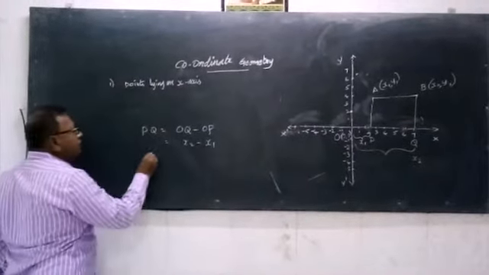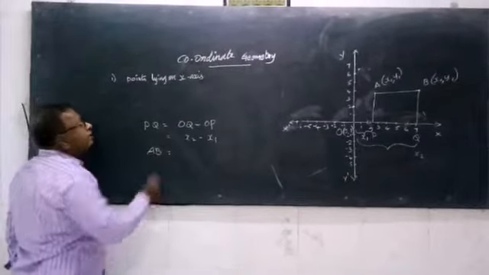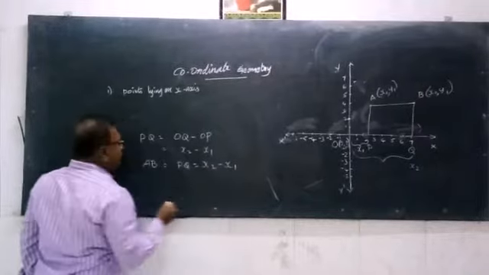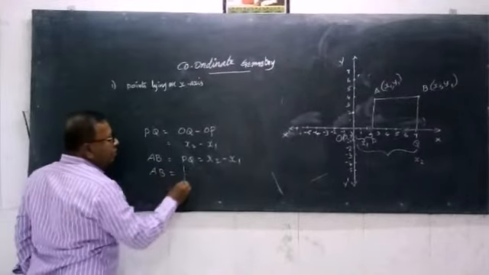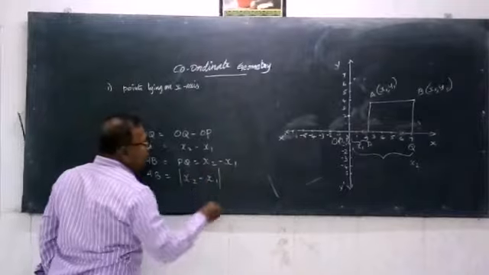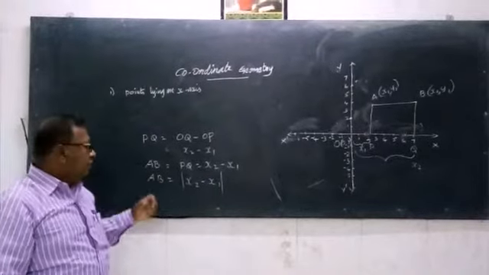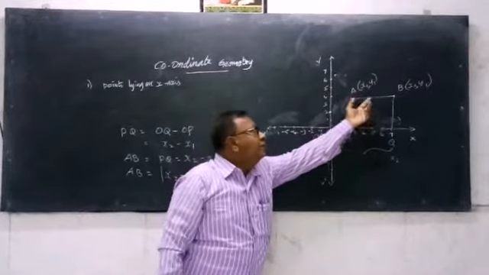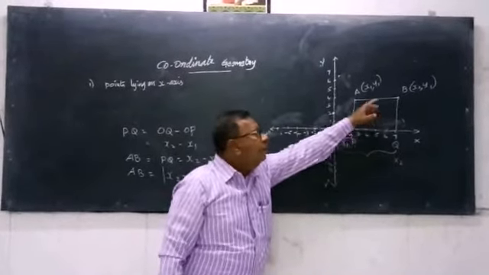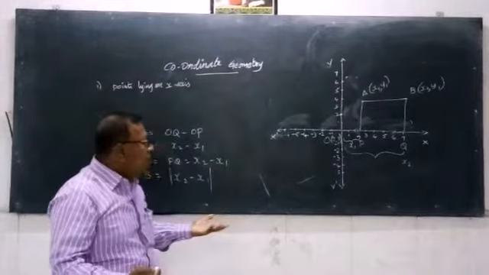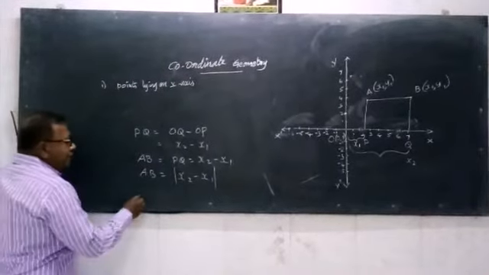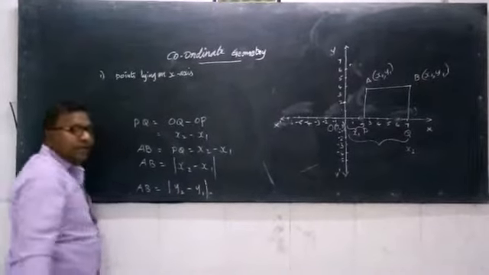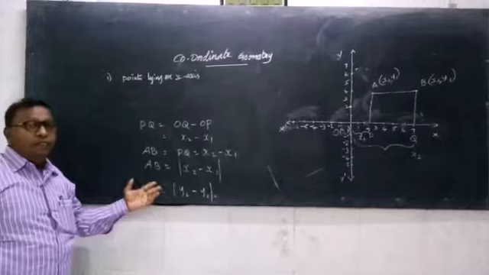So AB, the distance between the points A and B, is equal to PQ, which is again equal to x2 minus x1. Therefore AB is equal to modulus x2 minus x1. So this is the formula which we use to find the distance between any two points lying on a line parallel to the x-axis. And again, if it is the case of the y-axis, we write AB is equal to modulus y2 minus y1. That is when the line is parallel to the y-axis.